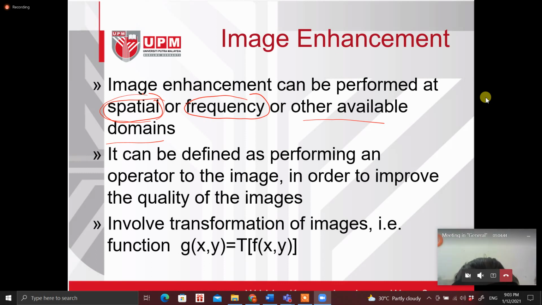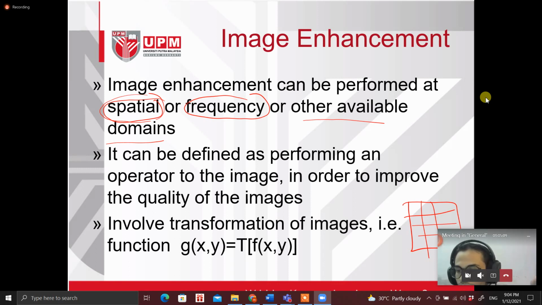Coming back to image enhancement, it can either be performed in the spatial domain or the frequency domain. But the easiest way for us to understand is if we perform it in the spatial domain, because spatial domain means that you can see the pixels. This is the spatial domain.